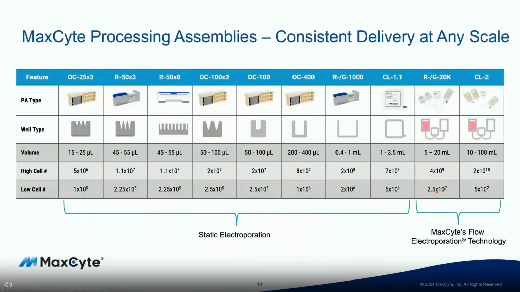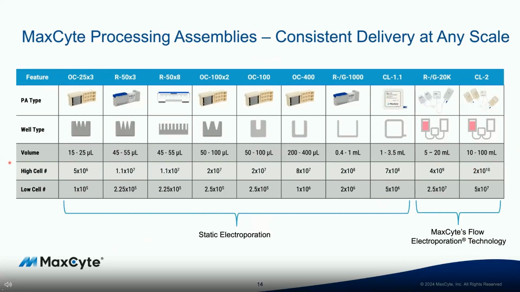Here we show MaxCyte's processing assemblies, which basically enable electroporation from volumes as small as 15 microliters up to 100 milliliters. So in terms of how many cells you can electroporate, you can electroporate as low as 75 to 100,000 cells, all the way up to 20 billion cells.